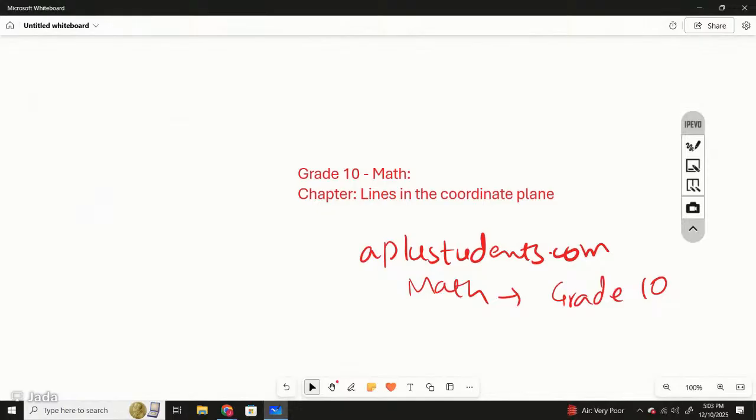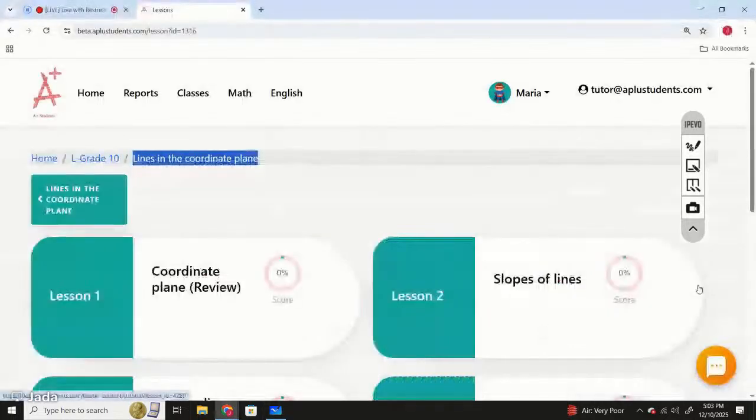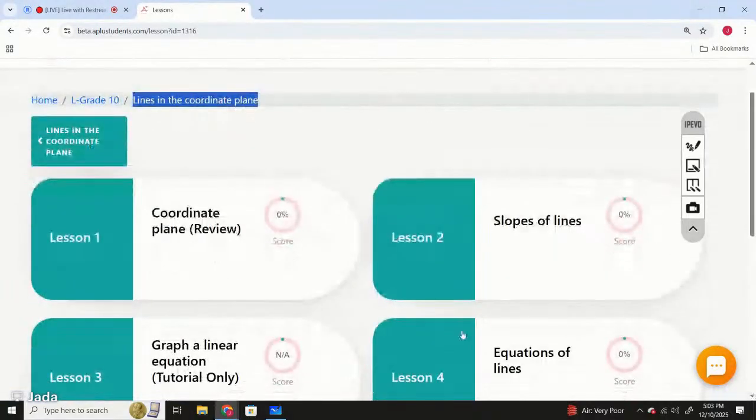We're going to start with the chapter lines in a coordinate plane. So please make sure you have your notebook and pencil so that you can note down the important examples and definitions as well. So here I'm on grade 10 math. The chapter we are on right now is lines in coordinate plane. Let's just start with the first lesson, that is coordinate plane.